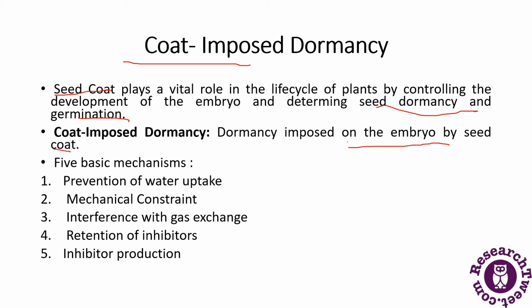So there are 5 basic mechanisms by which coat imposed dormancy can be brought about. The first is the prevention of water uptake, then mechanical constraint, then interference with gas exchange, then retention of inhibitors and inhibitor production. So there are 5 mechanisms of coat imposed dormancy.